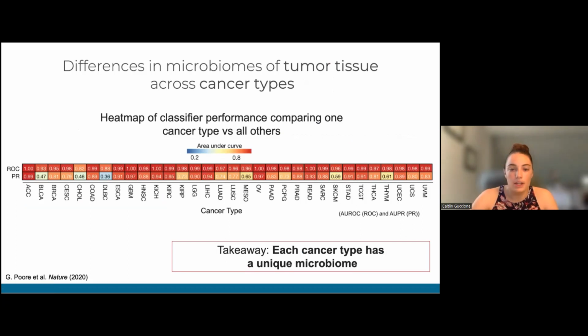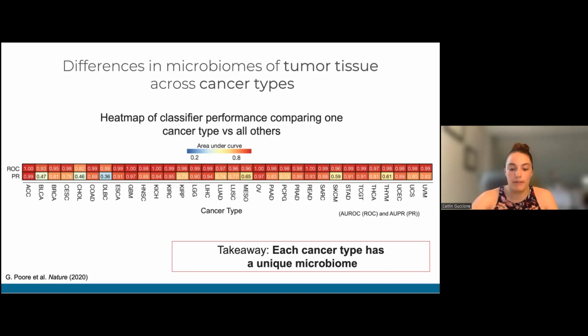And so what he found is that there are differences in microbes of tumor tissue across different cancer types. Looking here, this is the heat map of classifier performance comparing one cancer type versus all others. And the takeaway from this is that each cancer type does have a unique microbiome. So basically what this data is telling us is, if we look at these ROC and PRs, the higher they are, the larger that area under the curve is, and the more confident we are that we're able to identify, just looking simply at the microbes in the tumor tissue, whether we have breast cancer or something else, or lung cancer or something else.